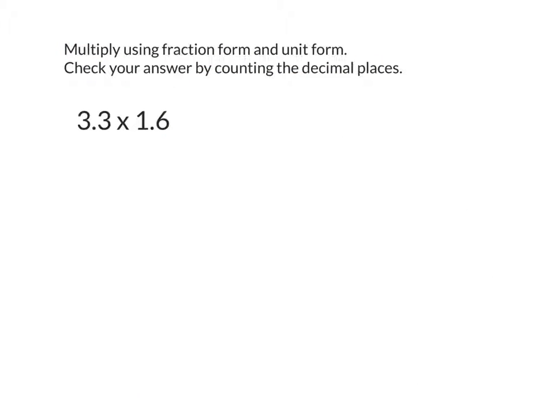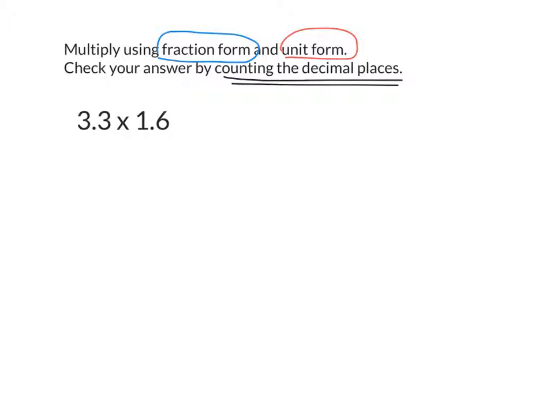The directions tell us to multiply using fraction form and unit form. So how many different ways do we need to multiply? Two. We need to first use fraction form, and then we need to use unit form. Then it says check our answer by counting the decimal places, and I'll show you what that means in just a little bit. Luckily, we know that fraction form and unit form are very related.